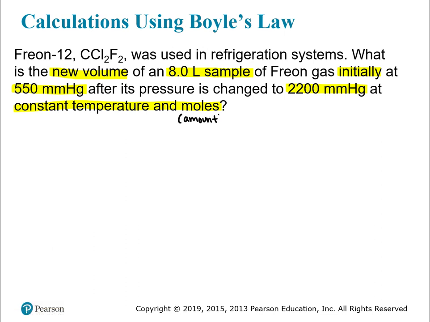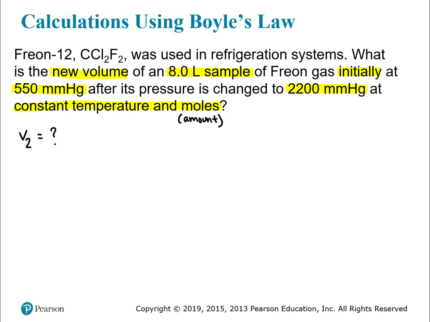If you remember from chapter 7, moles is just number of things, and it can tell you how much of a compound you have. So I highlighted a few phrases here. What is the new volume? We said that whenever we're talking about something new or final, that it has a subscript of a 2. So volume 2, we don't know. That's what the question is.